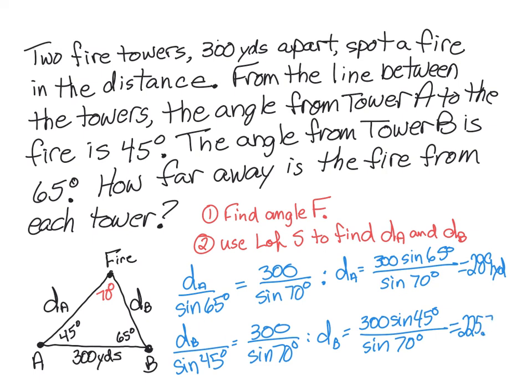Makes sense, right? Remember that the longest distance is opposite the greatest angle. 70 is the largest angle in the triangle. 300 is the longest side. The shortest distance should be across from the smallest angle. This angle is the smallest, and that distance is across from it. So it makes sense, and we're good to go.